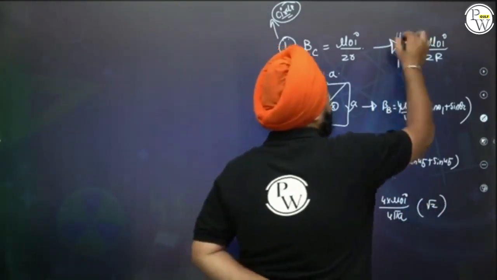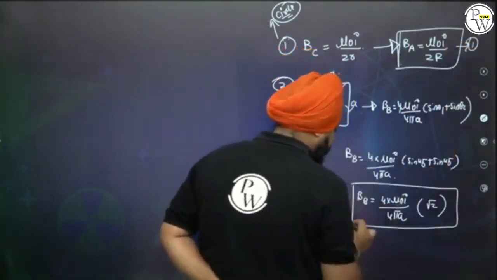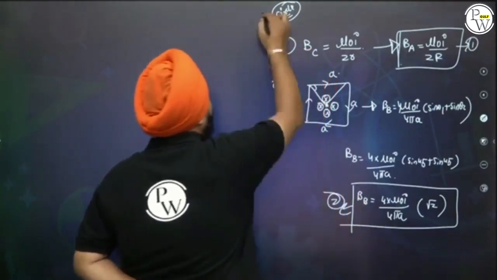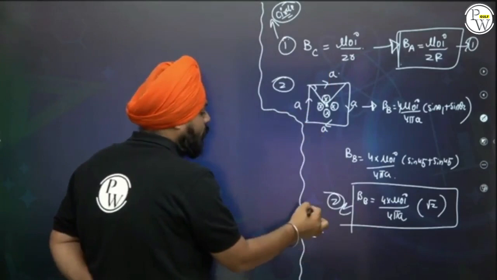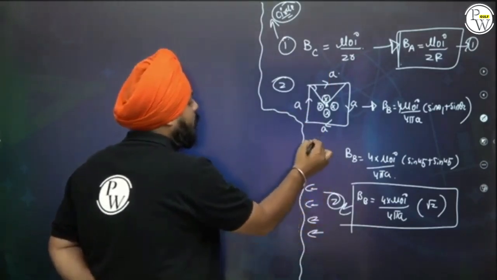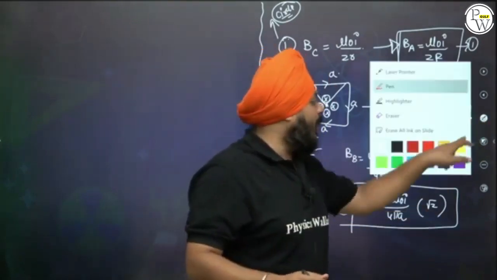This is the magnetic field because of the first, I am naming it B1. This is the magnetic field because of the second, I am naming it B2. We need to evaluate and calculate the ratio of B1 to B2.